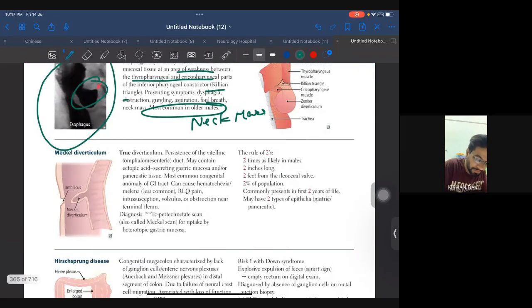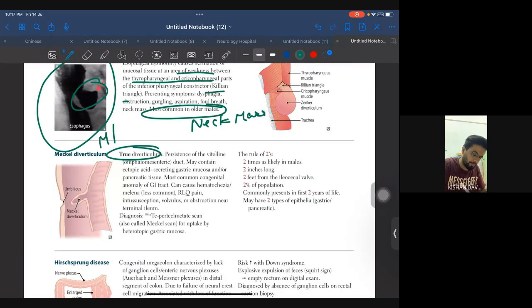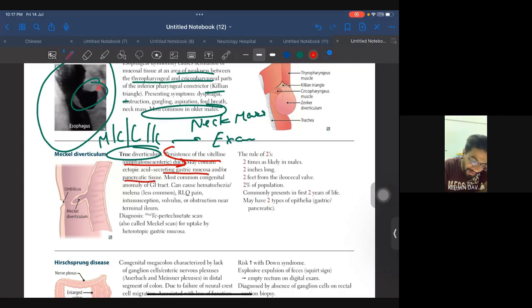Coming to Meckel diverticulum, it is a true diverticulum and it is the most commonly asked in the exam. You will definitely get a Meckel diverticulum question in the exam. Definitely. UWorld has so many questions, NBME also has so many. So let's see what this is. Persistence of the vitelline omphalomesenteric duct, which may contain ectopic acid-secreting gastric mucosa or pancreatic tissue. Most common congenital anomaly of the GI tract. It can cause hematochezia, melena, right lower quadrant pain, intussusception, volvulus, and obstruction near the terminal ileum.